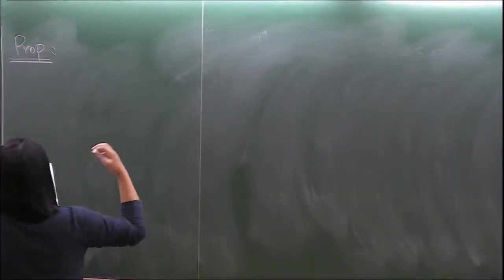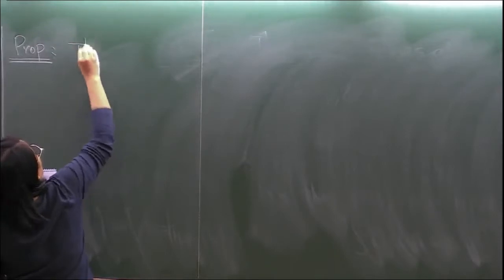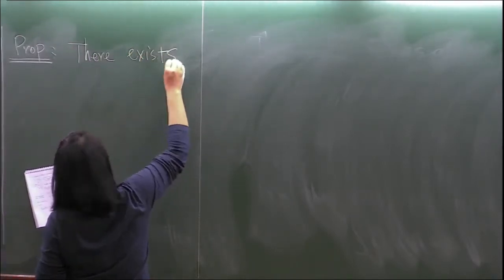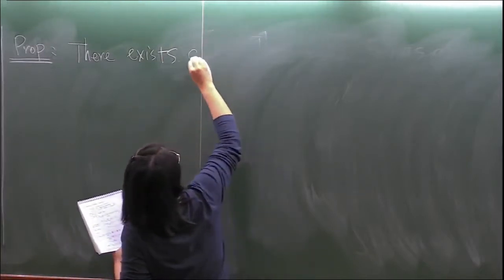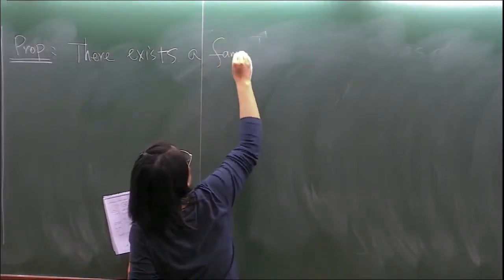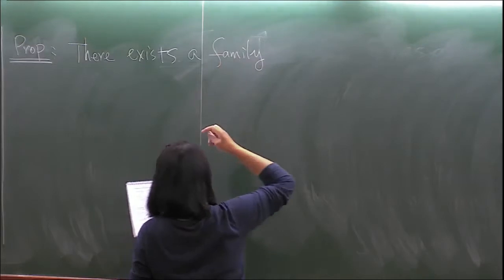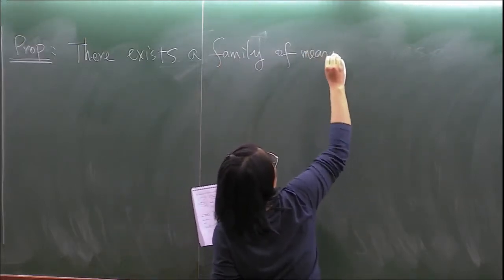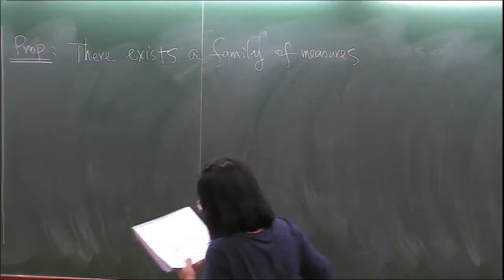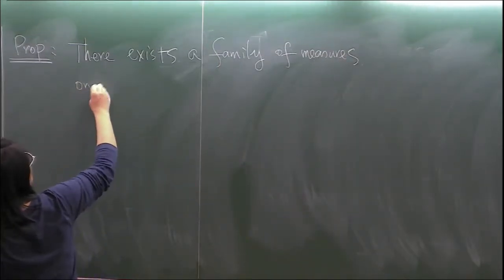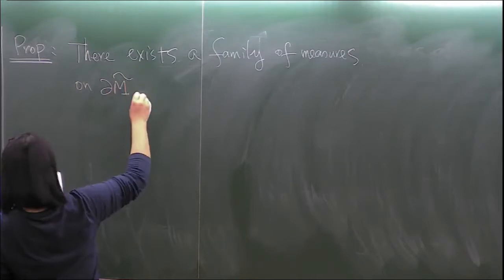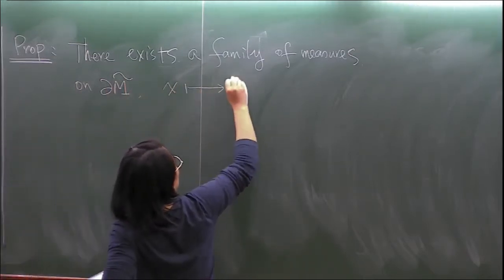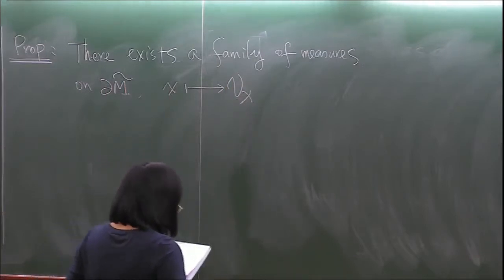So what does that mean? So the conclusion is there exists a family of measures on the geometric boundary, which is the class. I will use the notation of nu x.